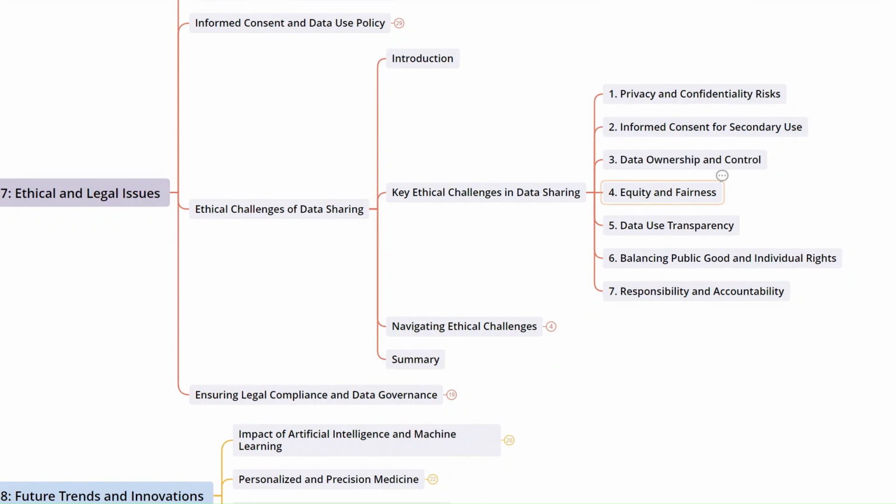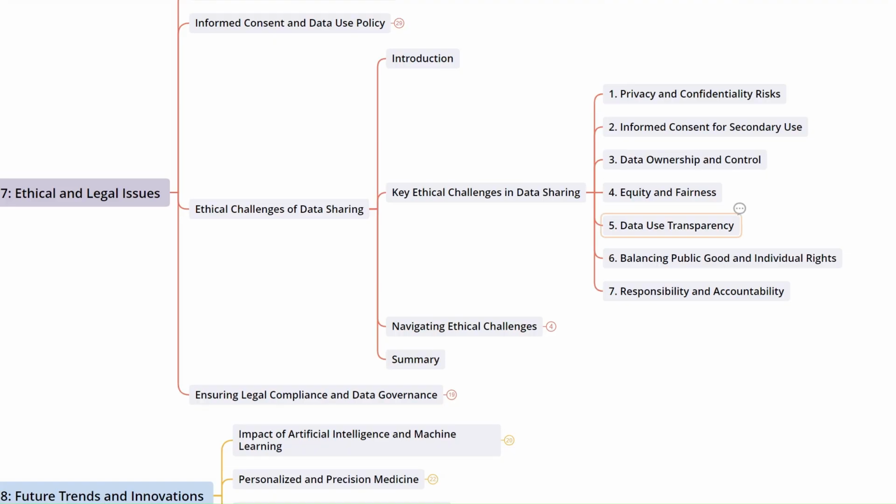Next, equity and fairness, ensuring that data sharing does not lead to discrimination or stigmatization of vulnerable groups. Avoiding disproportionate data collection or sharing that favors certain populations over others.